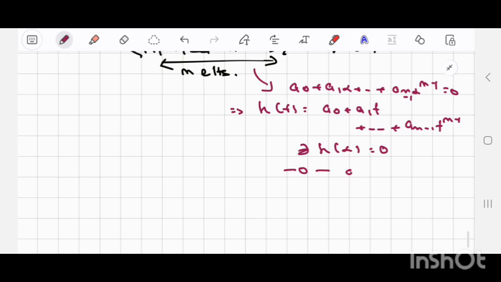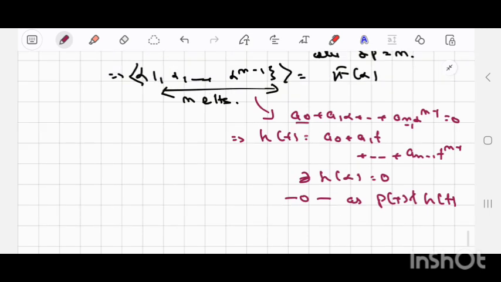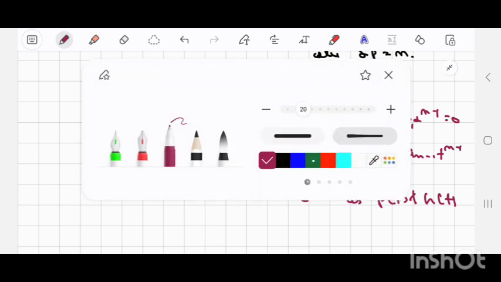Which is a contradiction, as p(t) does not divide h(t). But since p is the minimal polynomial of alpha over F, every polynomial which takes alpha as a root must be divisible by p(t). So this is a contradiction. Therefore, each and every a_i must be 0. So it is linearly independent.